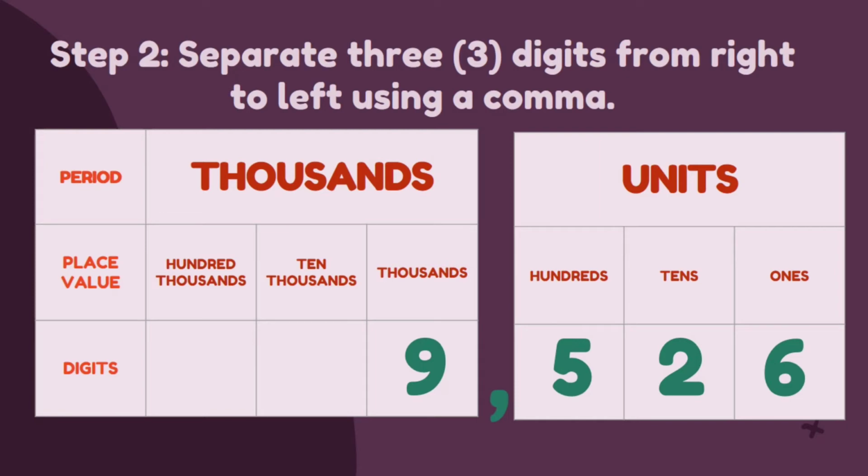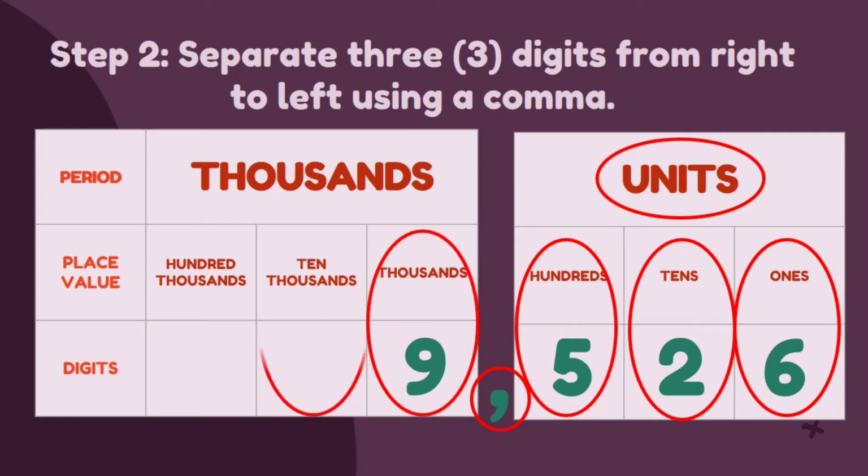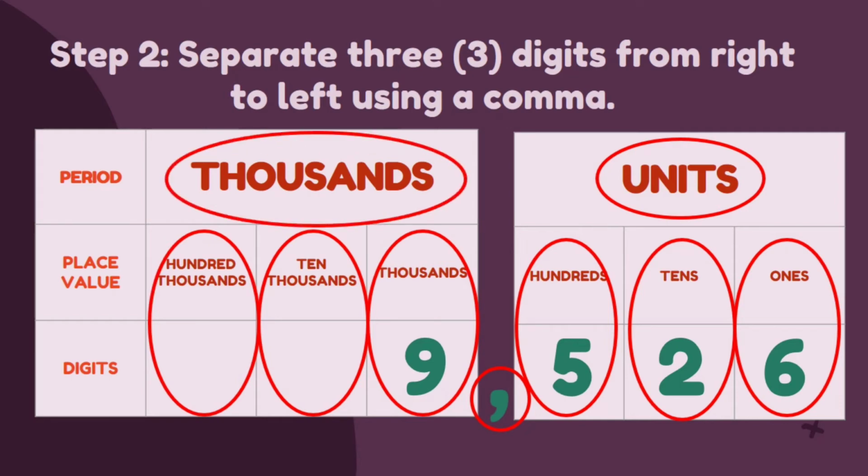Step number 2. Separate 3 digits from right to left using a comma. When we write long numbers, we separate 3 digits from right to left using a comma to simplify reading and writing numbers. So we need to separate the period units and thousands with a comma. In this example, the ones place, the tens place, and the hundreds place belong to units period, while the thousands place, 10,000s place, and 100,000s place belong to the thousands period.